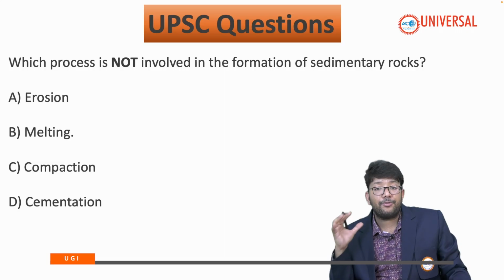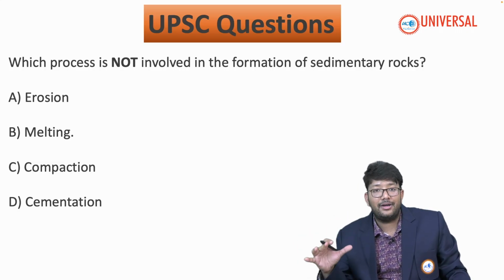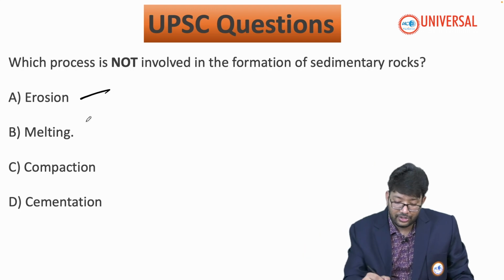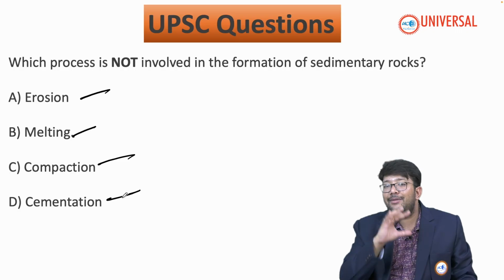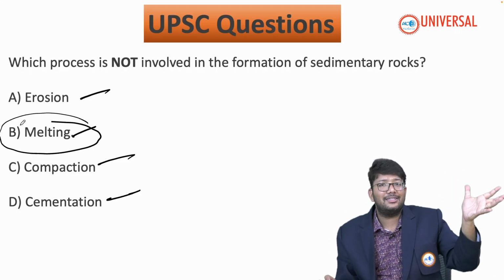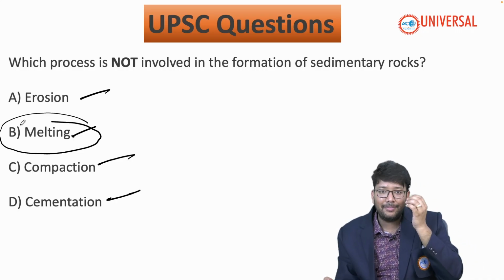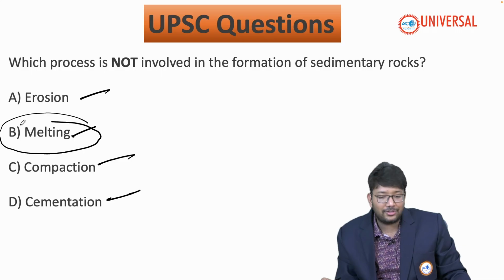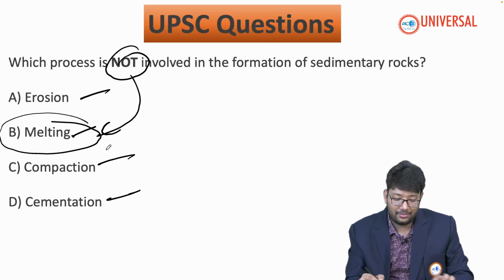Now next, which process is not involved in the formation of sediment? Not involved. So erosion, melting, compaction, cementation. Did you find melting anywhere in my lecture? No. Melting may be involved in igneous rock formation, but erosion, compaction and cementation are the formation of sedimentary rocks only. So melting is not involved. Okay.